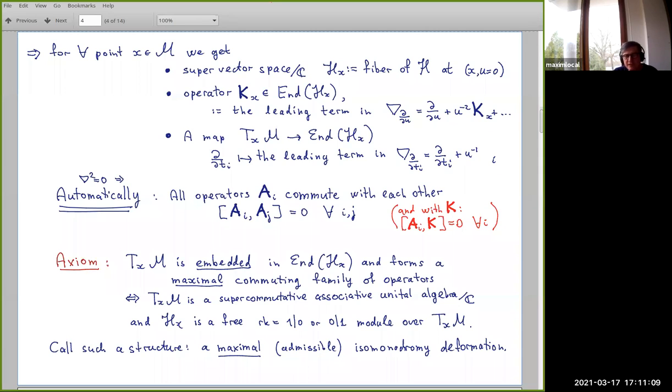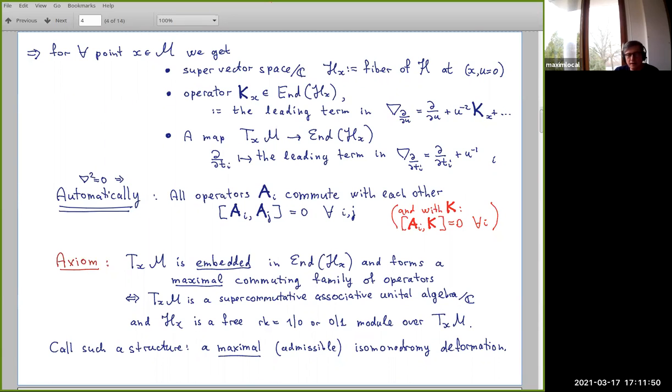And also I get a map from the tangent space, I do not denote the map at all, there's no need, to endomorphisms of this fiber at 0. Namely, let's take local coordinates, but it doesn't really matter. If I consider a derivative with respect to some local coordinates in M, then I consider a lift of this, again in some trivialization. You get d/dt_i plus u inverse times a bold A_i. So the same bold A_i is on the next line.